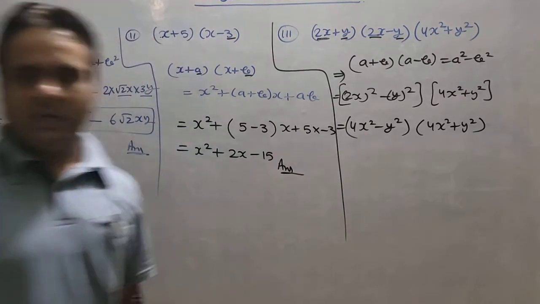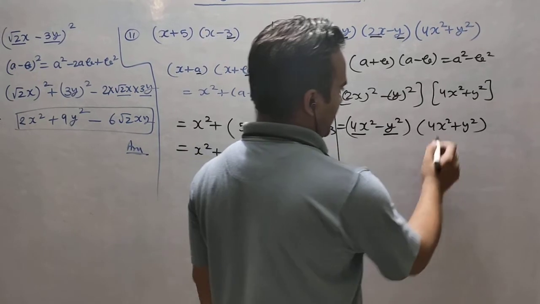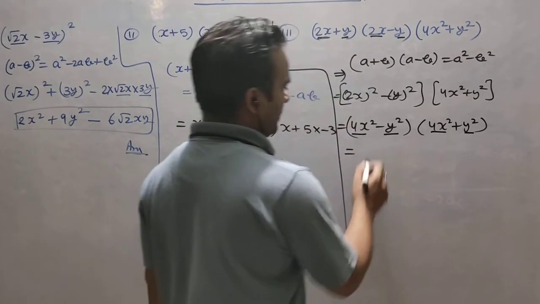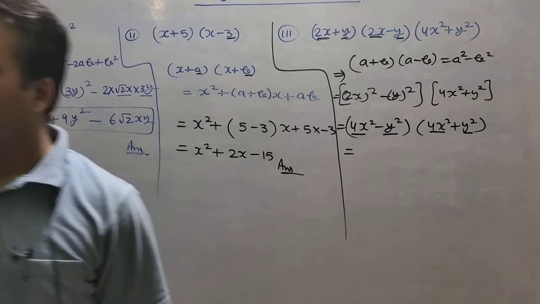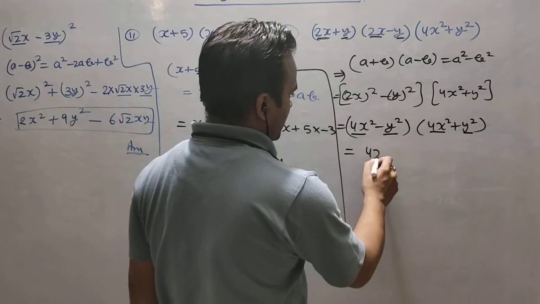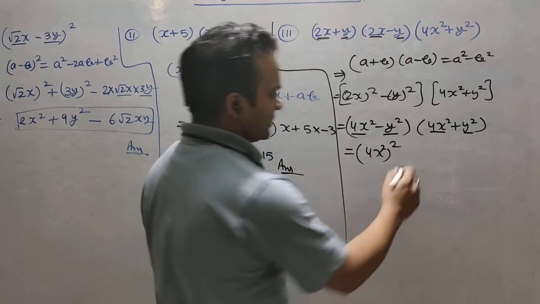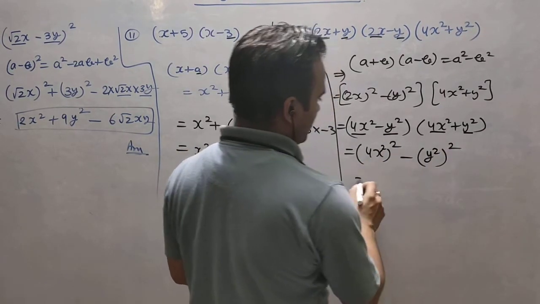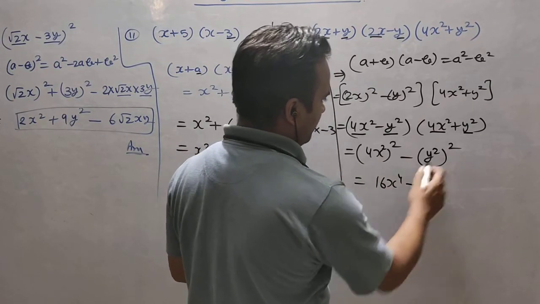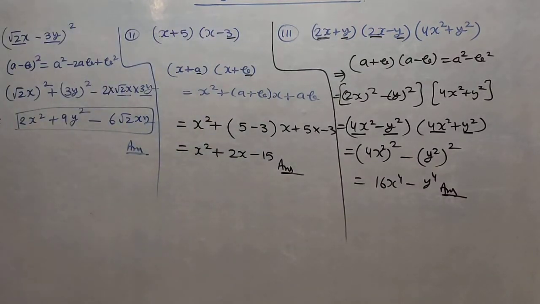Now you can see again, this 4x square will work as a, and this will work as b. a minus b, a plus b. So what will it be again? Again we will use the identity. The same identity can be used more than one time also, but you have to check. So here it is a square. This complete is a, and we are putting a square from our side, and b square. So it is 16x raised to the power 4 minus y raised to the power 4. Now you have understood how to use identities, right?